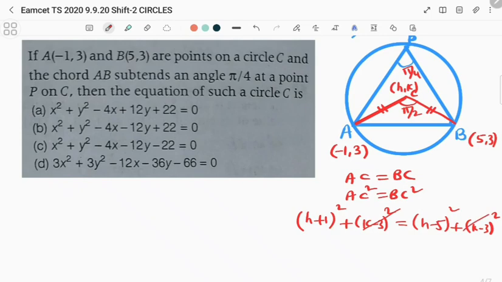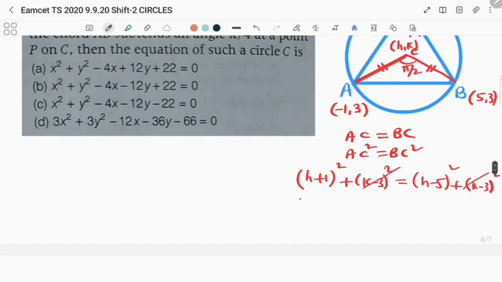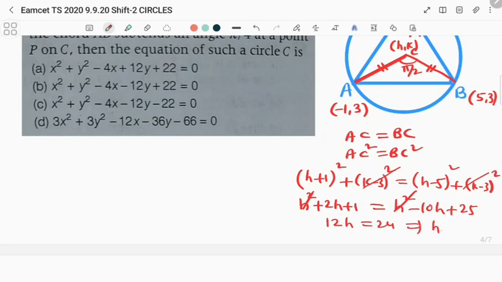Both sides (k minus 3) whole square cancel. So h square plus 2h plus 1 equals h square minus 10h plus 25. So that we can take 12h is equal to 24, h is equal to 2. The h value we got yesterday. Next, one more condition here.